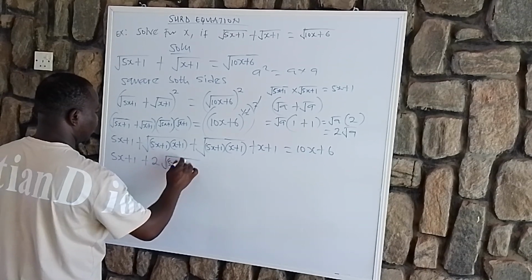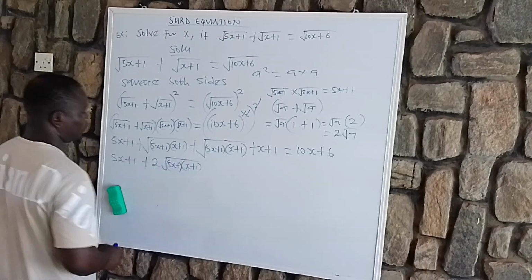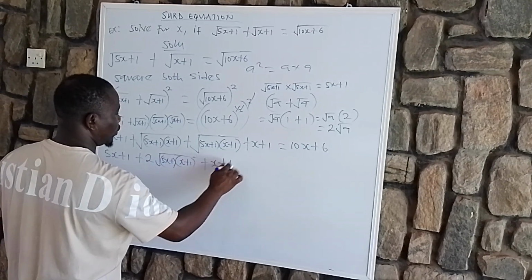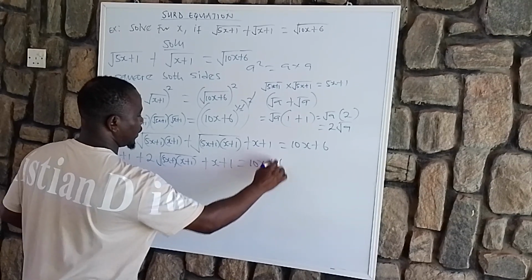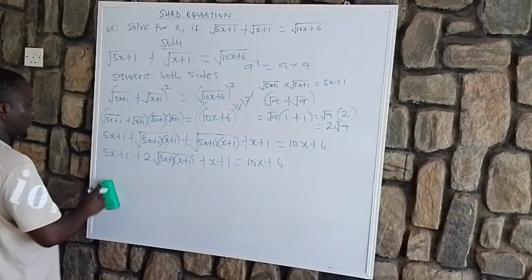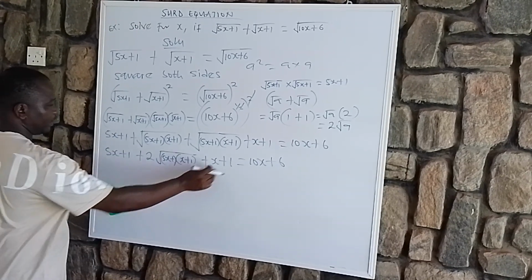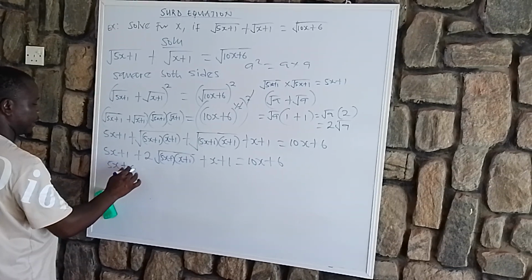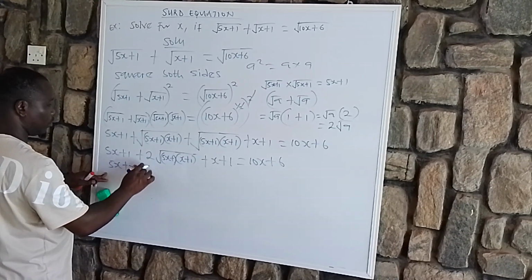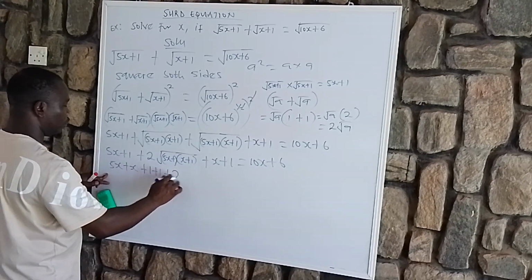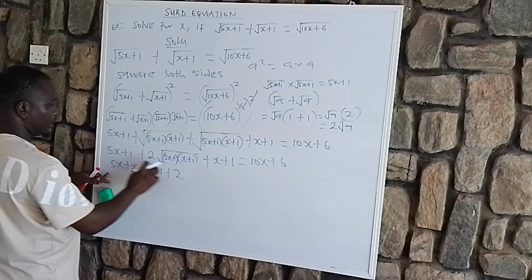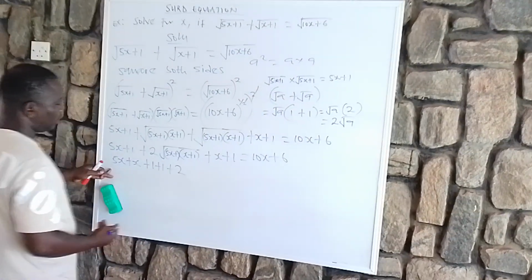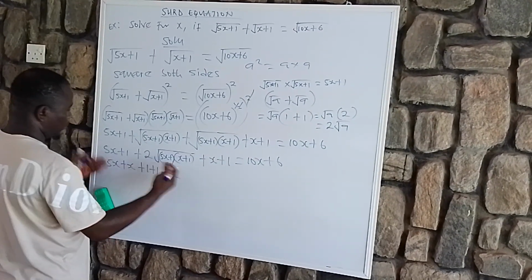Then x plus 1 times x plus 1 again. Then what we have here, plus x plus 1, equals 10x plus 6. If you can see what I am saying, we can add this and this. Let's just collect like terms: 5x plus x, then plus 1 plus 1 plus 2. This one will come this side, then this one will come this side. Mind you, these ones are not crossing the sign of equality, so it cannot be negative. They are still on the same left hand side.